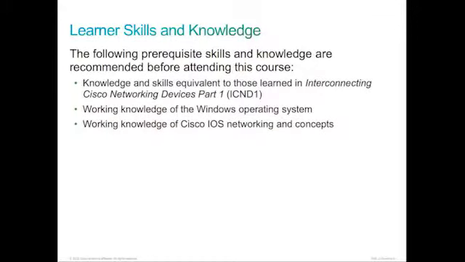What sort of knowledge do we need? Well, you need the knowledge and skills equivalent to having gone through the Interconnecting Cisco Networking Devices course Part 1. So that's the first of the two courses or two exams that are working you towards your CCNA. So you need to have that background material. You have to have a bit of a working knowledge of the Windows operating system, and you have to have a working knowledge of the Cisco iOS networking and concepts. If you've got your CCNA, you've likely got all the things you need to succeed. And in fact, one of the prerequisites for getting your CCNA security certification, if you choose to sit the exam, is being an active either CCNA or CCIE.